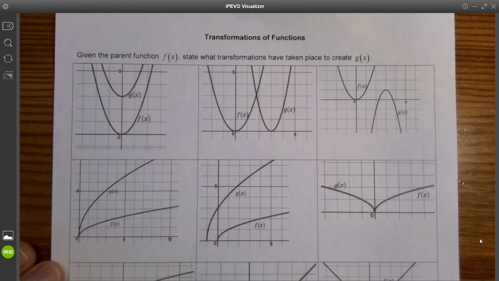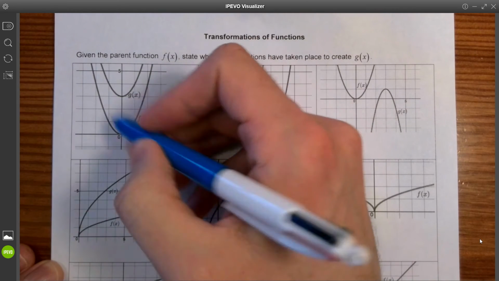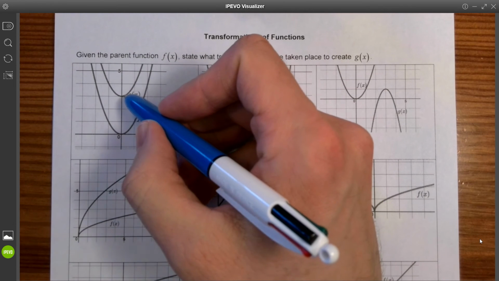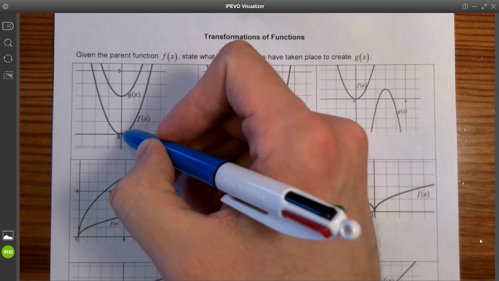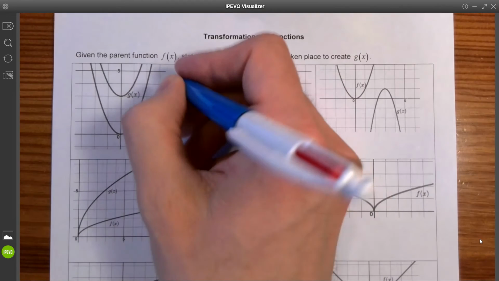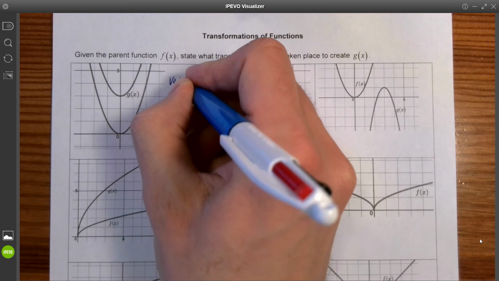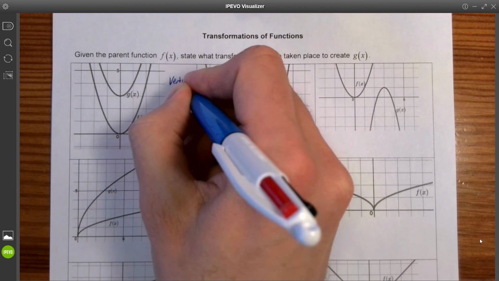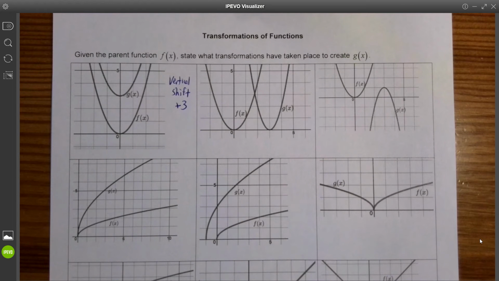So if I started here, and this is the parent function, and I want to know how to get this one, then I would say, well, it looks like also a parabola, and it looks like it had a shift of up 3. So vertical shift. So I'm going to write vertical. You can abbreviate that, VERT, if you want to. Vertical shift of positive 3. And that's the only thing that's happened to it. That's all that's happened.